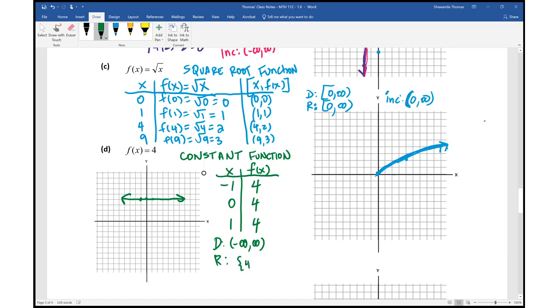And we put that in braces. This is how you write it in set builder notation. You put it in braces and you put 4 inside those braces. That's the only number the range covers. There's no other y value that this function covers. This function is constant from negative infinity to positive infinity.